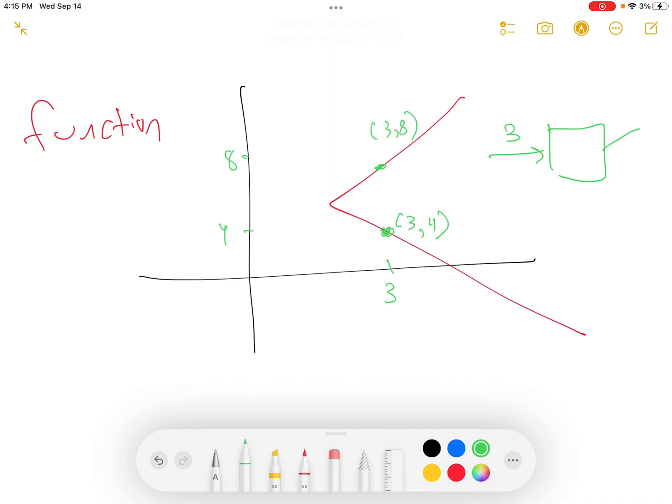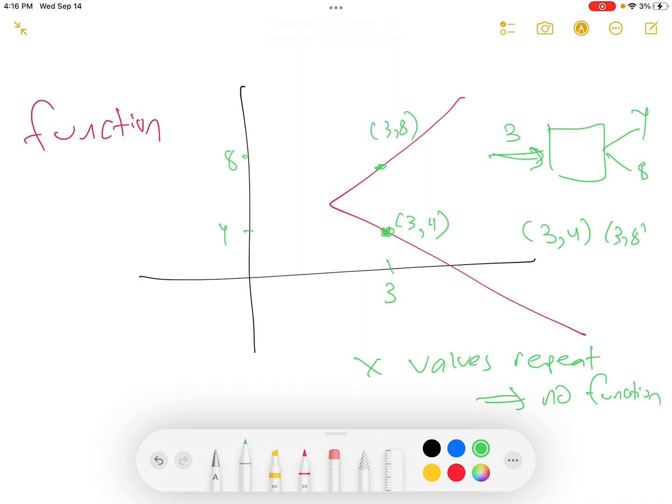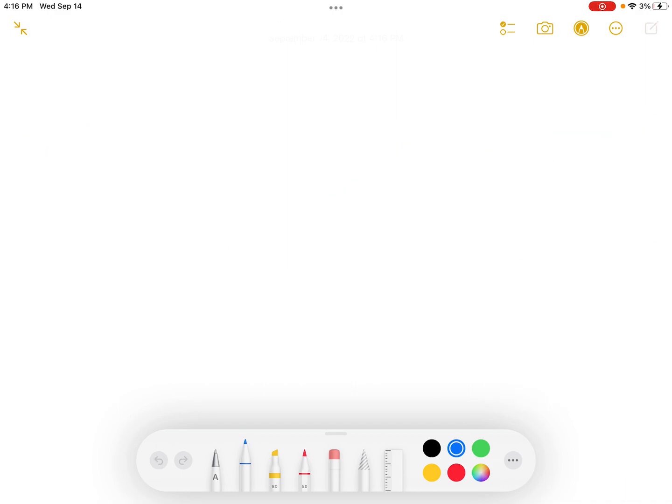Well, that's the kind of situation where 3 goes in the machine, it gives me a 4, 3 goes in, it gives me an 8. So one input is giving me 2 different outputs. So this would not be a function. And you can tell it's not a function because the x values repeat. X values repeat means no function. And if the x values don't repeat, then you are going to have a function. So by repeat, I mean we have the point 3 comma 4, we have the point 3 comma 8, and this x value has repeated itself, so that's not going to be a function. Okay, next one.